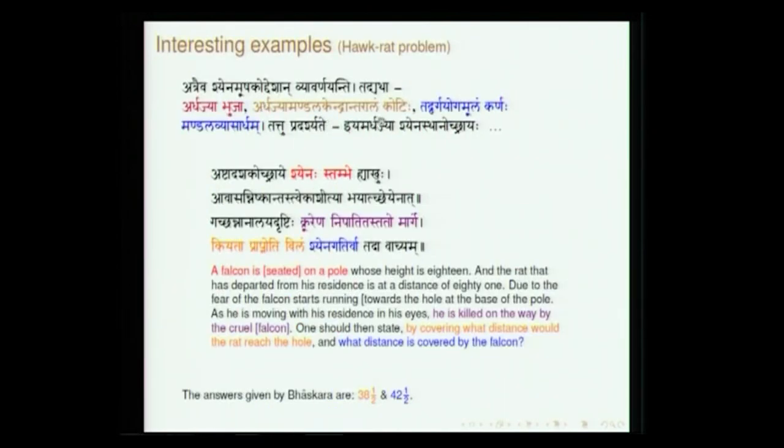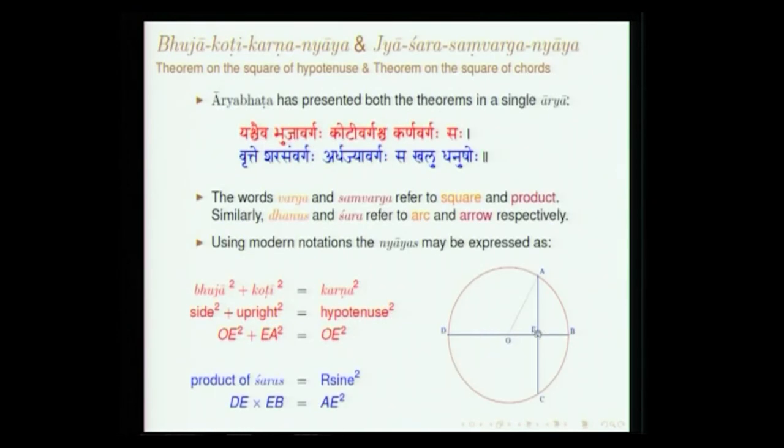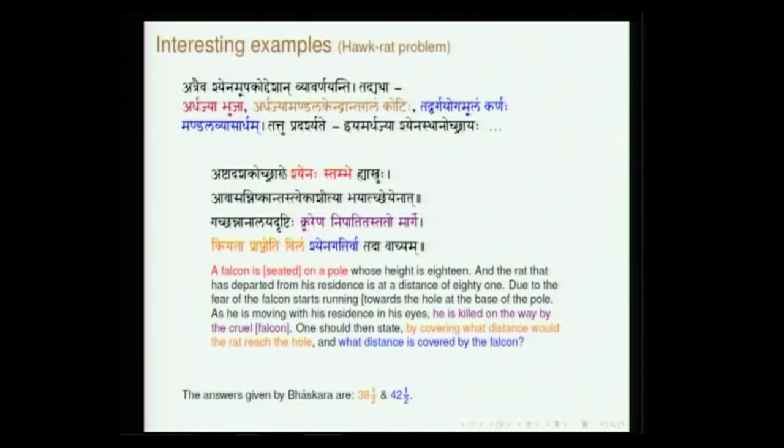Ardhajya mandala kendrantaram kotihi. See, if you look at this, this is ardhajya, and mandala kendra is the center, O. So antaram is this, so this is koti. Tadvarga yoga moolam karnaha, okay. This is the bhuja koti karna nyaya, that is mandala vyasardham.